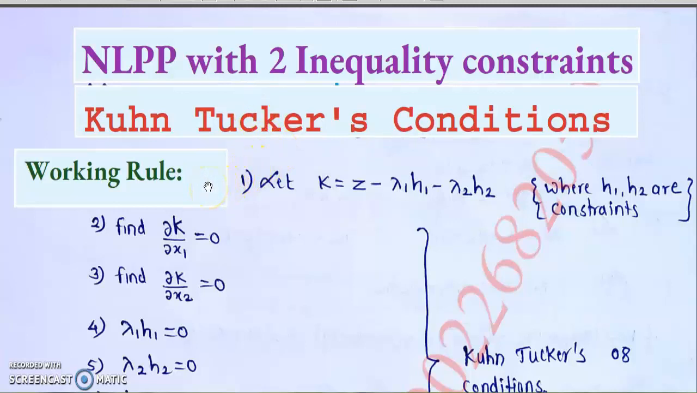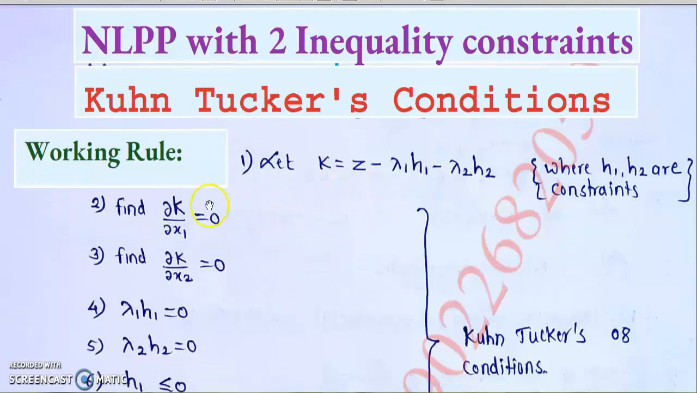We have the first working rule on similar lines to the 6 conditions of the one inequality constraint method. Let K equal Z minus lambda 1 h1 minus lambda 2 h2, where two multipliers lambda 1 and lambda 2 are used, and h1 and h2 are the two inequality constraints. Then we find the partial derivative of K with respect to x1 and equate it to 0. We call it equation 1. Then we find the partial derivative of K with respect to x2, equate it to 0, and get another equation, call it equation number 2.